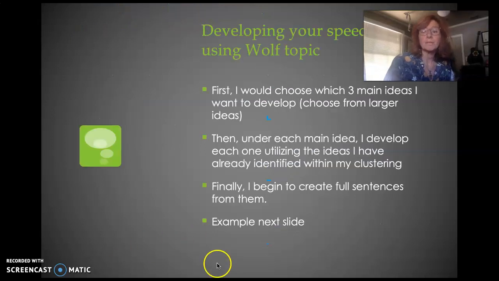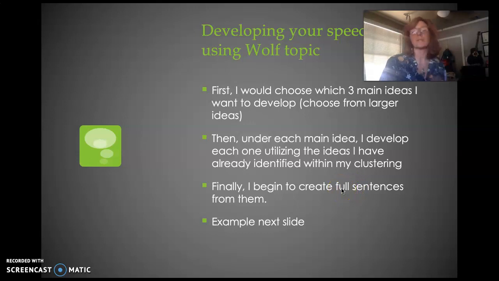So if we were to put this together, you want to choose the 3 main ideas you want to develop. Then under each main idea, develop each one utilizing the ideas you've identified within your clustering. Then begin to create full sentences from them. Okay, so this is kind of the process that I go through. I do that clustering. I look at what are the large ideas, what are the small ideas. Then I go into how am I going to put this together?